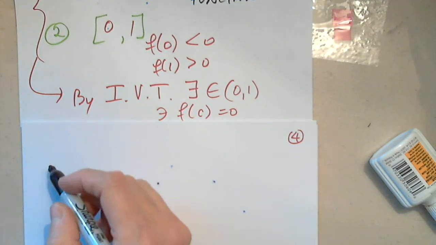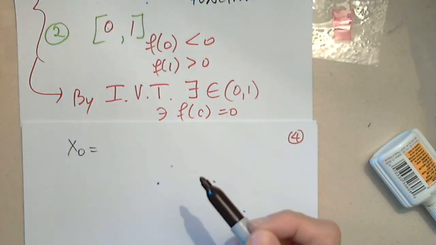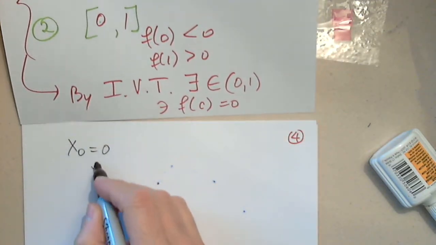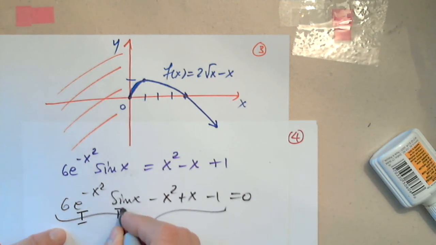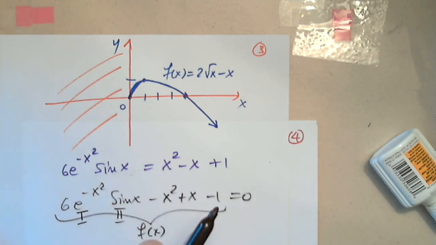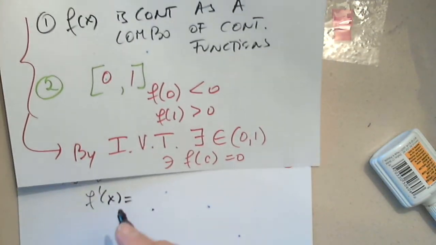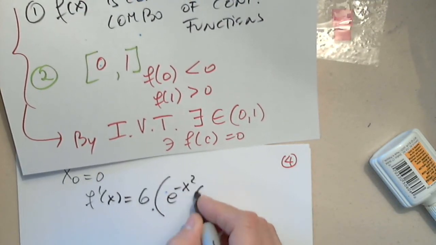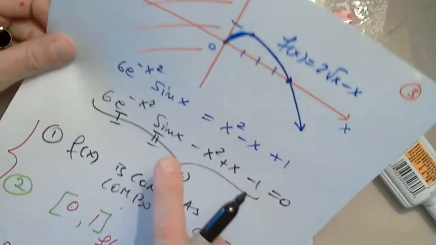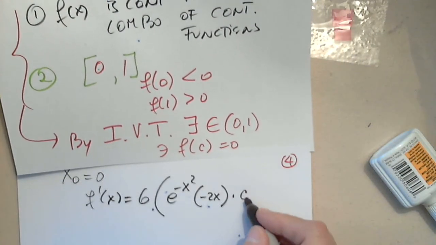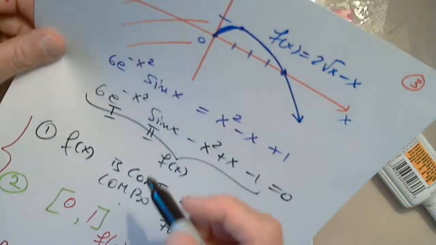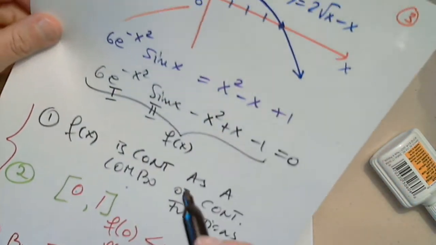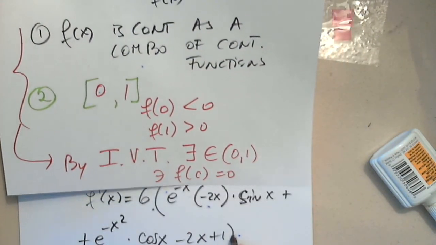Okay, so now we create Newton, and let's say we start with x0 equals 0, but I have to be careful because I have to look at f prime. Now I have to be very careful because this is function 1 and this is function 2. I have to use the product rule. 6 can wait for a moment. E to negative x squared, e prime is this times the second function, sine x, and then plus e to negative x squared times sine x prime, which is cosine x, minus 2x and plus 1.